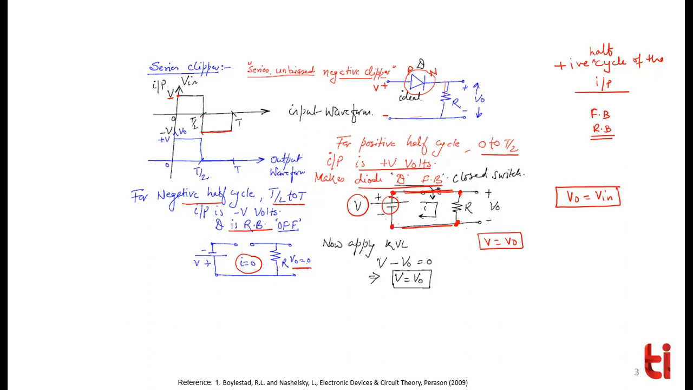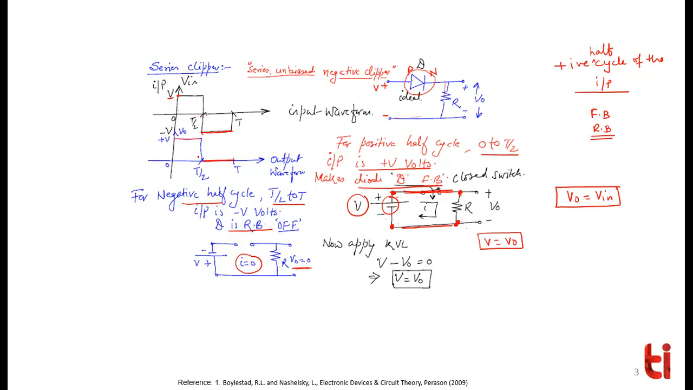So what will be the output waveform? The output waveform needs to be drawn parallel to this input waveform, with the same x-axis and another y-axis. In 0 to T by 2, the output is the same as the input, so you have drawn the same as the input. In T by 2 to T, the output is 0.